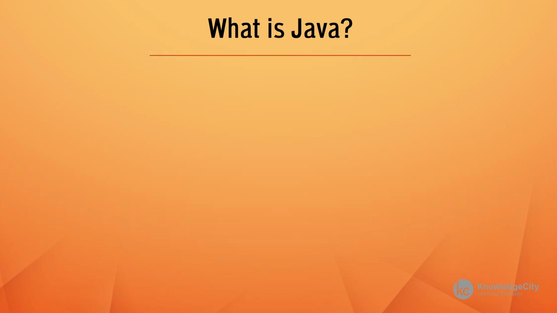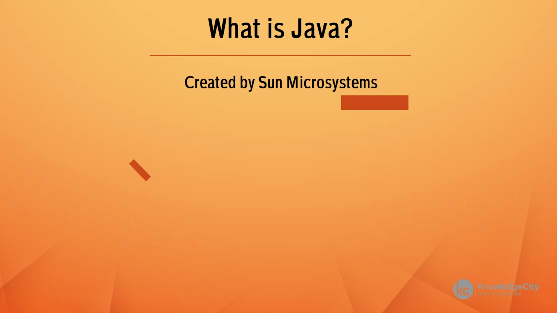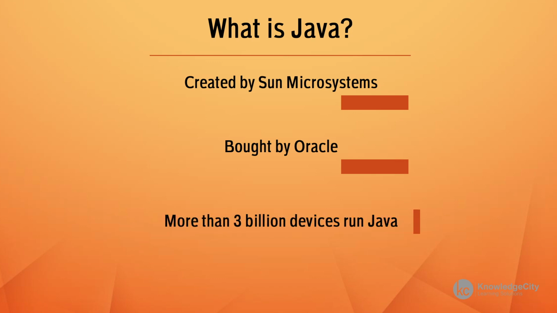So, what is Java? Well, back in 1995, it was created by Sun Microsystems. And then a few years later, in 2009, it was bought out by Oracle. And today, more than 3 billion devices run Java.